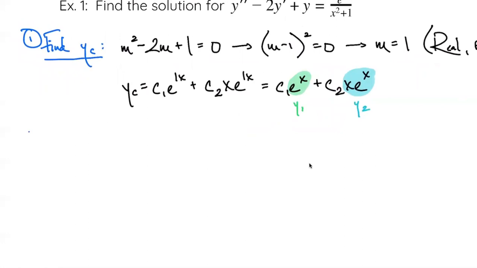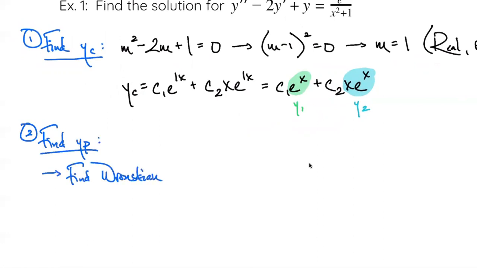All right, so once we find our y sub c, we're going to find y sub p. But we're going to break this down into 2 different steps. And so first, we're going to find the Wronskian. All right. So let's go ahead and write down that equation. W equals y1, y2, y1 prime, y2 prime.